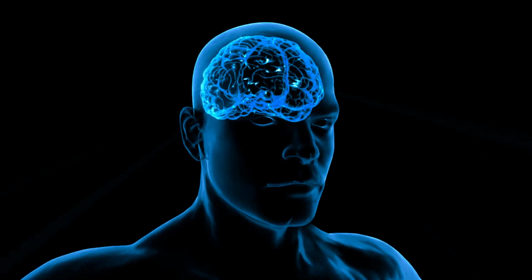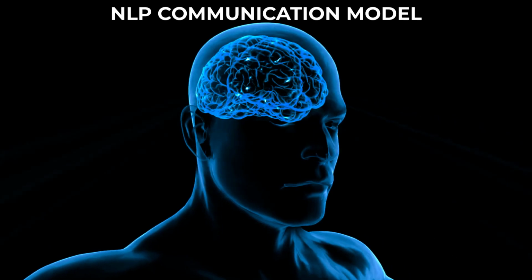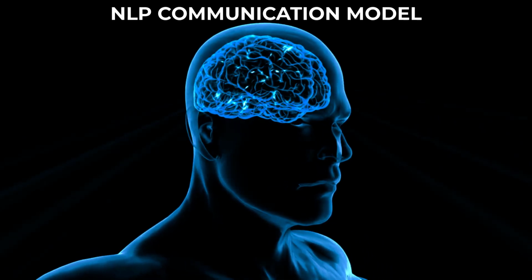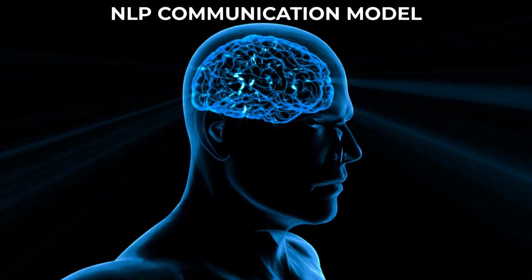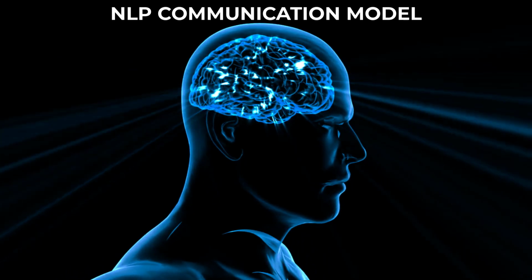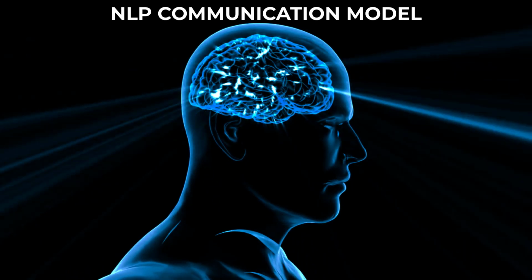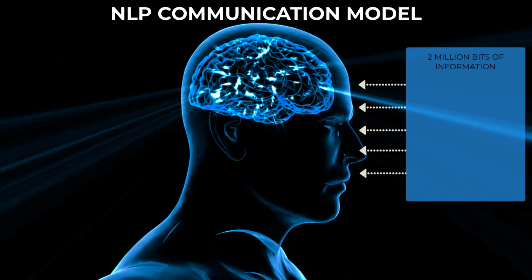Let's take a look. The NLP Communication Model is a practical model that helps us understand how we can communicate more effectively with other people and is a map of subjective experience. The NLP Communication Model describes how we process information from the outside world. At any one point in time, we take in millions of bits of information into our brain, and we do this through our 5 senses.